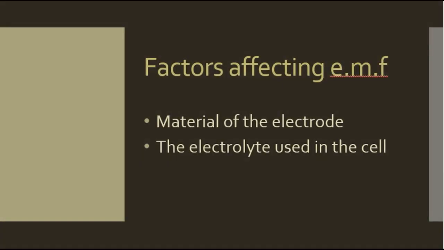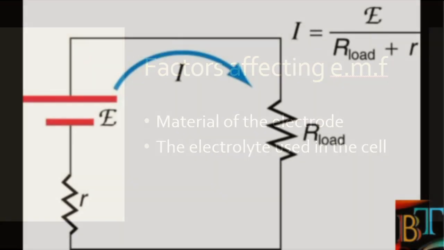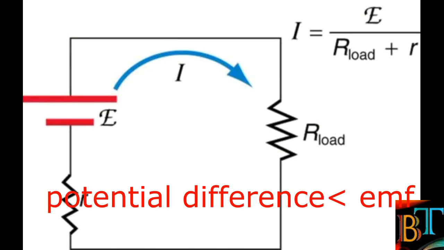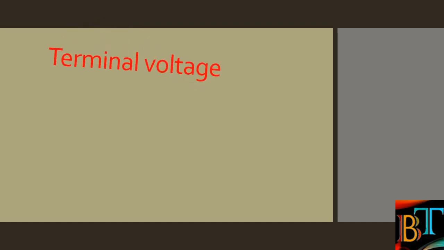So the factors affecting EMF are the material of the electrode and the electrolytes used in the cell, and the EMF is independent of the shape of the electrodes, the distance between the electrodes and the amount of electrolyte in the cell. Now, when the cell is connected to a load, the potential difference across the terminals will be less than that of EMF and it is called terminal voltage.